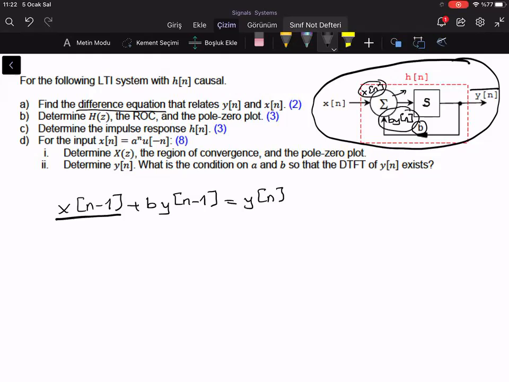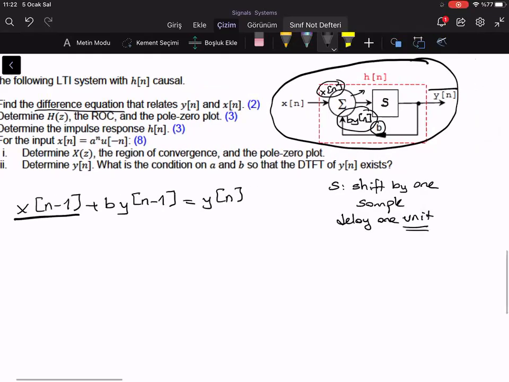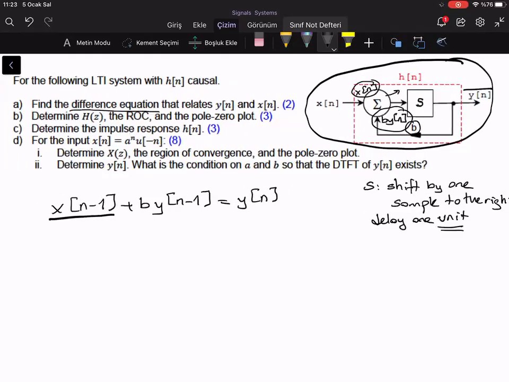What does this z to the minus one block mean? Shift by one sample. Or delay 1 unit. These are all the same things. Shift by one sample to the right, or delay 1 sample. Everybody is with me, right?